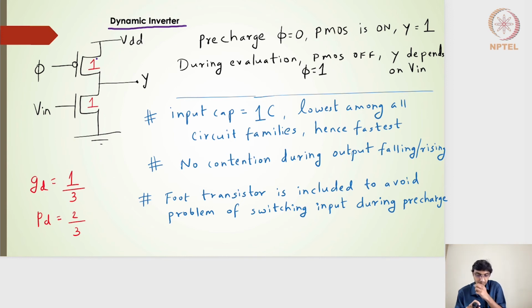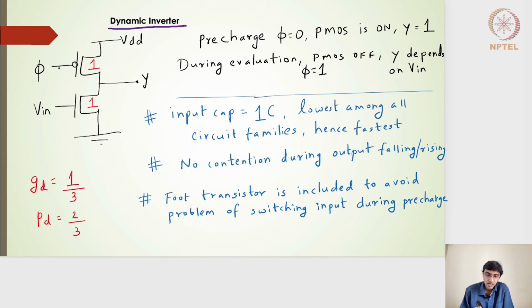So the structure is very similar to that of the Pseudo NMOS family, but the Pseudo NMOS family always had the PMOS on, so the gate of the PMOS was connected to the ground. Here it is connected to the clock signal. So whenever the clock is low, it ensures that the PMOS is on, and if the input is 0, the NMOS will be off and Y will be charged, or we can say it will be pre-charged to VDD, to logic level high.